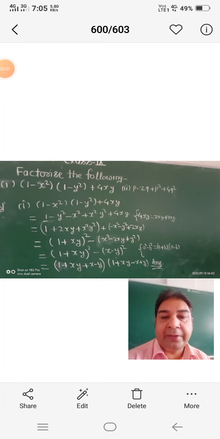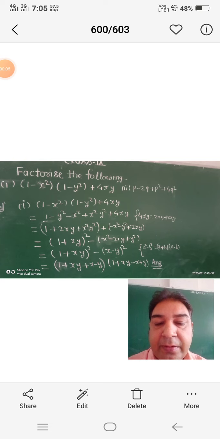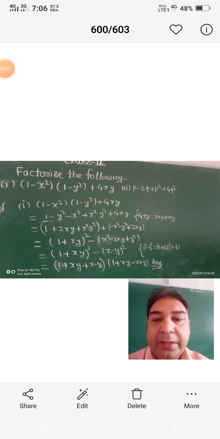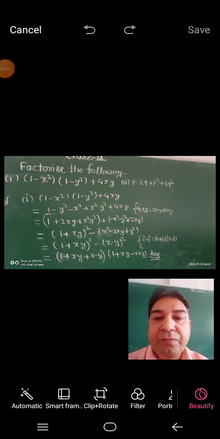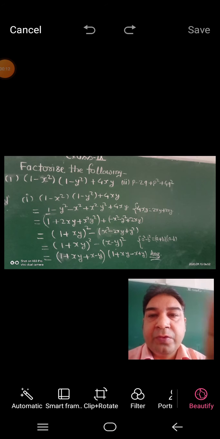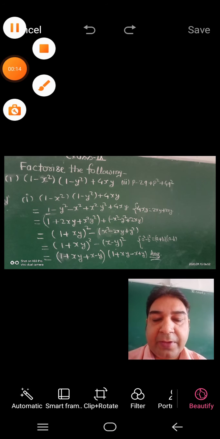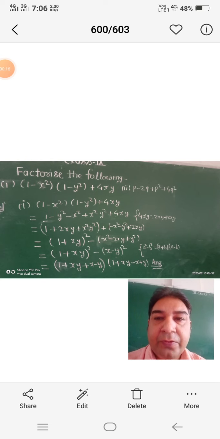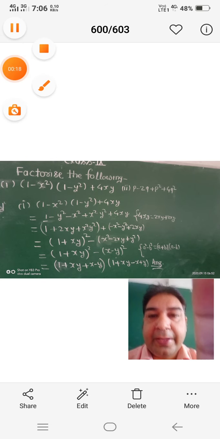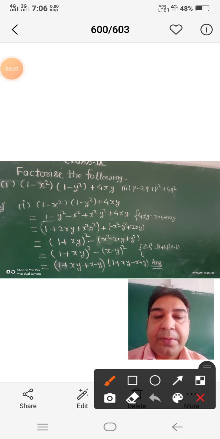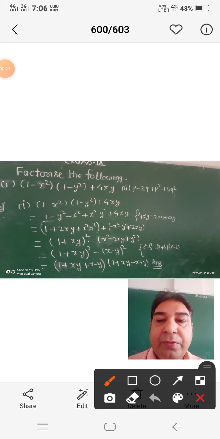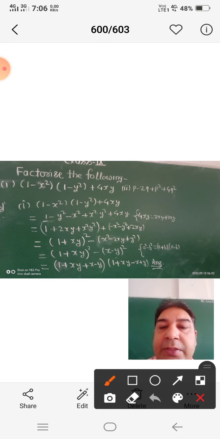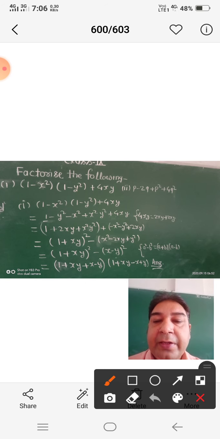This is the question in which you have to just factorize it. First part is given: factorize (1 minus x square) into (1 minus y square) plus 4xy. So what to do? You have to just write down the first part, (1 minus x square) into (1 minus y square) plus 4xy.